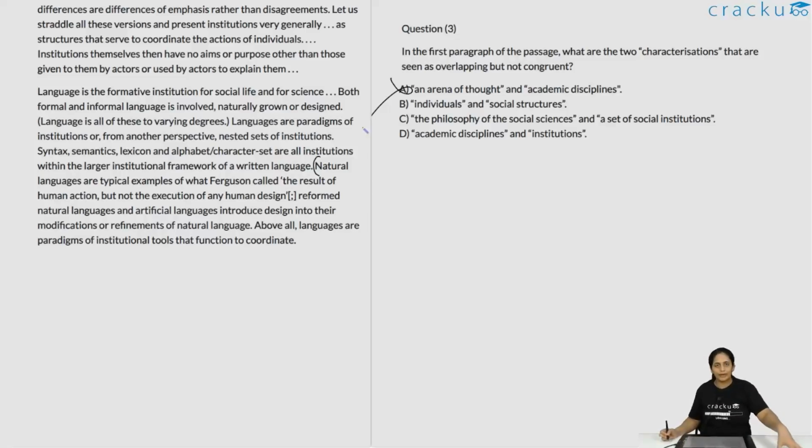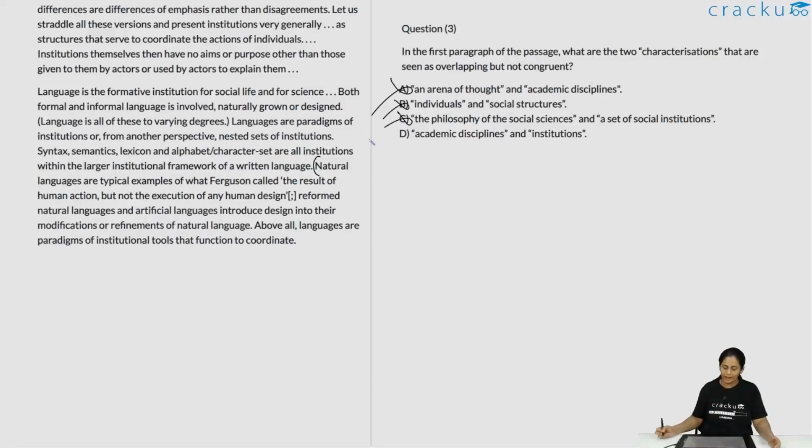Individuals are not one. Basically, you're looking at the characterization as an academic discipline versus a social institution. So social structures is right, but individuals is incorrect. The philosophy of the social sciences and a set of social institutions. Philosophy of social sciences is characterized into two parts. This is not one of the characterizations. The split is of philosophy of social sciences.